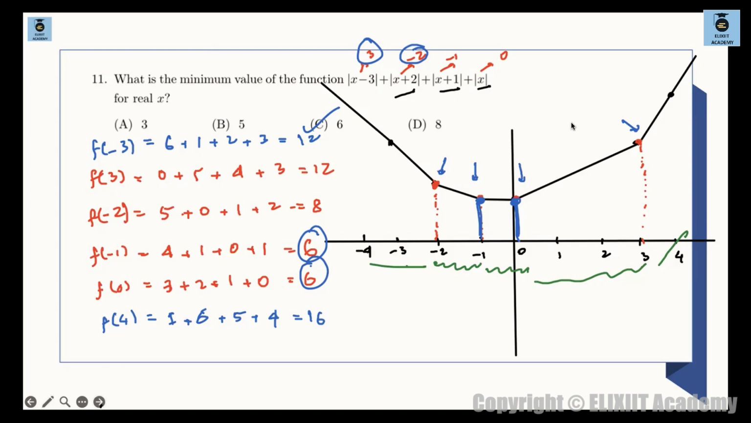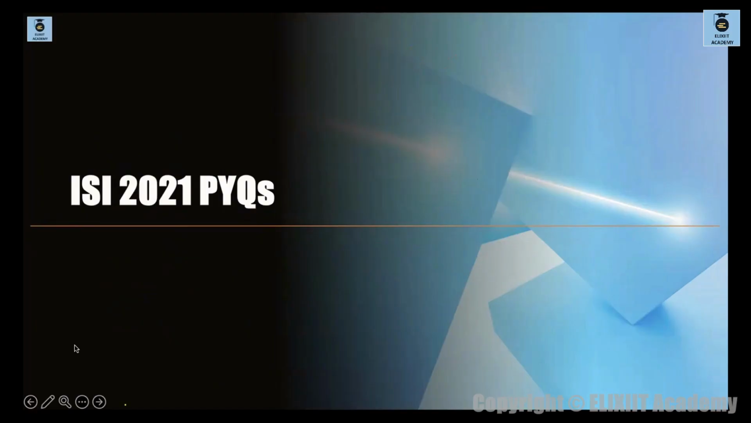ठीक है ना. Now, suppose you can ask the question, sir, is there any more shorter method by which we can draw these kind of graphs? Yes, there is a much more shorter method by which you don't even have to find out all these function values and solve. Direct function देखोगे and you will directly draw the graph of the function. So that we'll discuss in a separate session. Okay, we move on to 2021 PYQs.